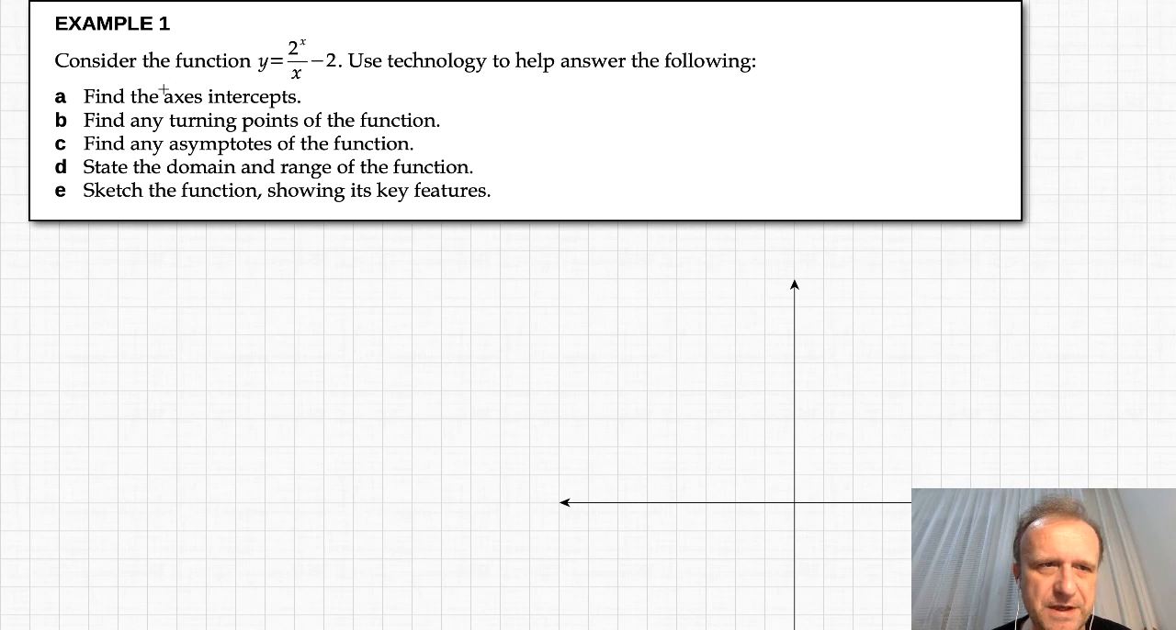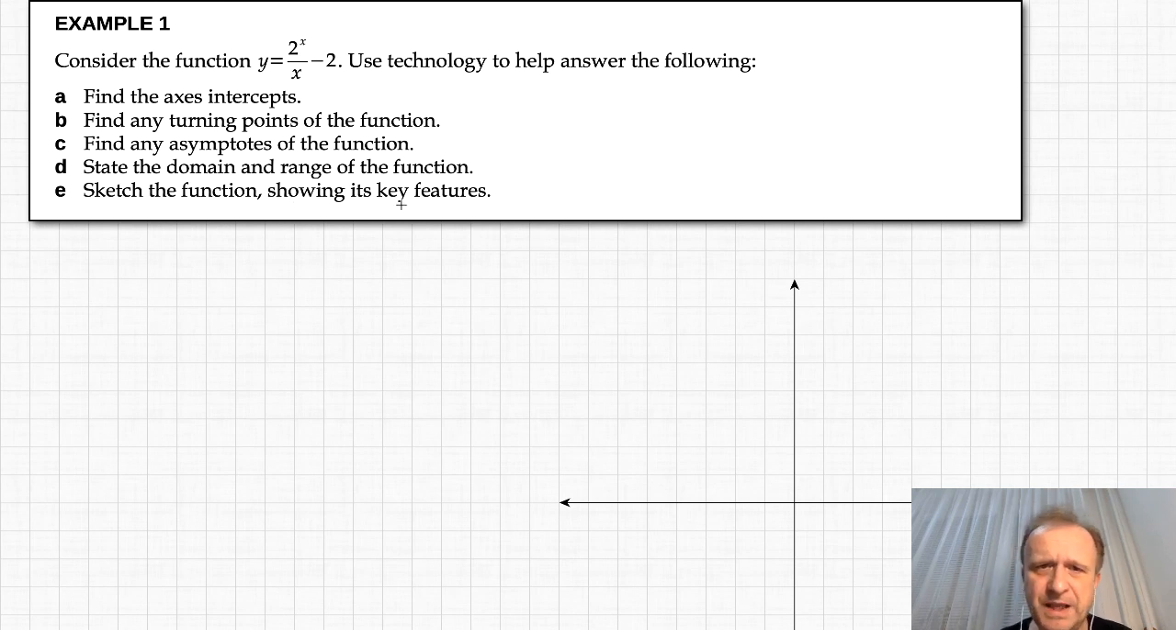Now let me give you an example of such an investigation of a function which is not familiar. Example 1: consider the function y equals 2 to the power of x over x minus 2. Use technology to help answer the following. In part A, find the x-intercepts, then we have to find the turning points, asymptotes, state the domain and range, and finally sketch the function showing all its key features.